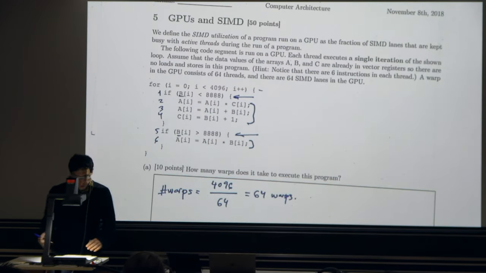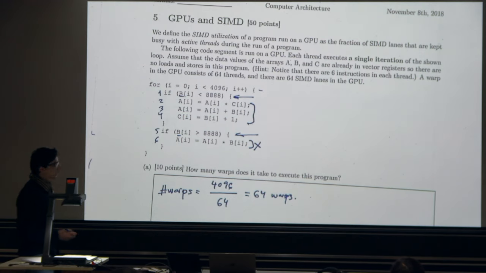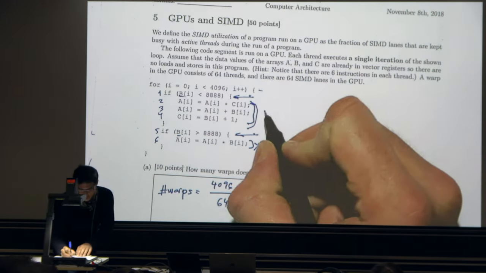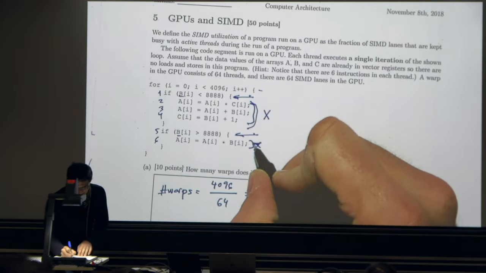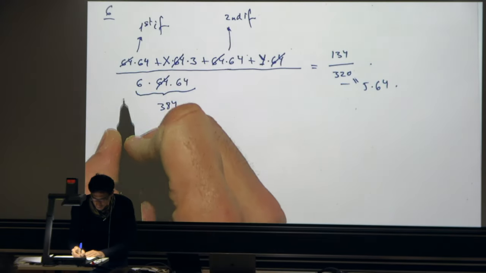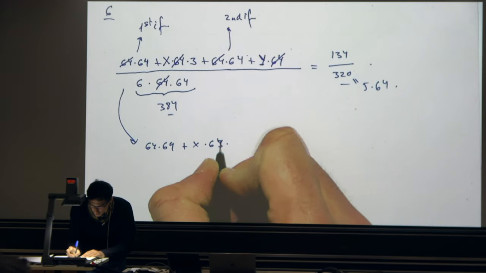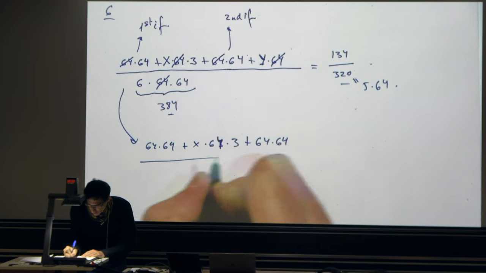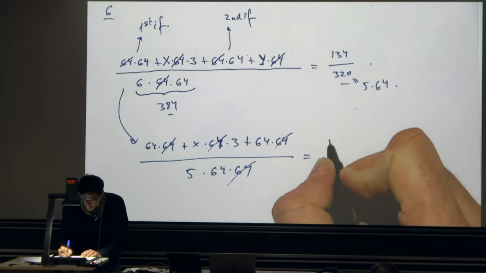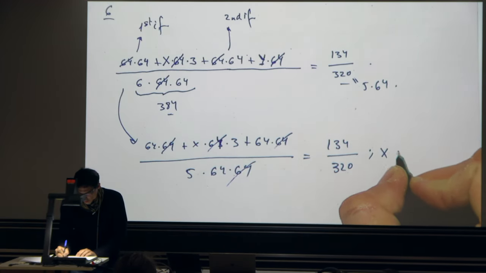If we go back to the code, the only possible way that this happens, only 5 instructions, is that no one executes this instruction. And this way we will have this one for sure, and these 3. How many threads? I don't know that. But I know that this number is X. The number of threads that execute these 3. So what I need to do here is to somehow rewrite this expression for only 5 instructions. This is 64 times 3 plus 64 times 64 divided by 5, 64 times 64. And again, I get rid of this 64, and this is equal to this. And from here, you will find that X is equal to.